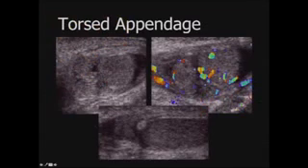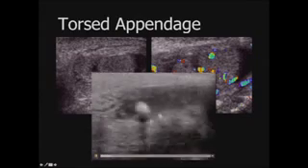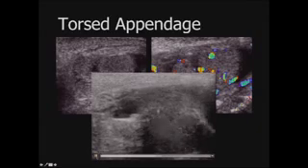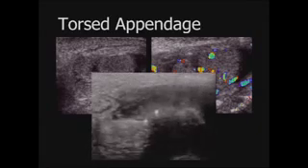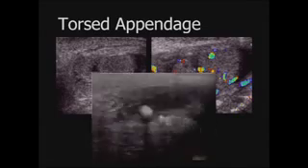Eventually, these torsed appendages will shrink down in size. They'll become a little calcified nubbin. They may even become little scrotal liths moving freely within the scrotal sac like this one. And so again, when you see these little scrotal liths or scrotal mice, at least in my age population that I see, often these are due to torsed appendages.